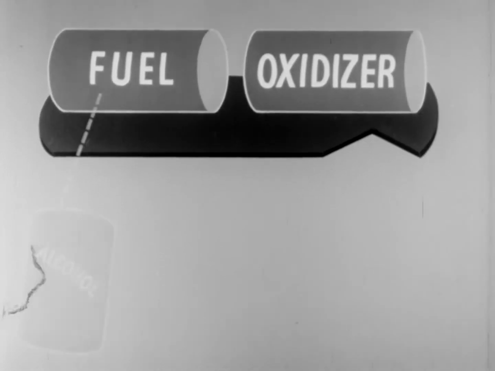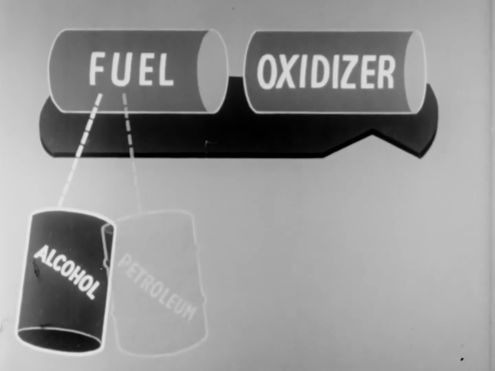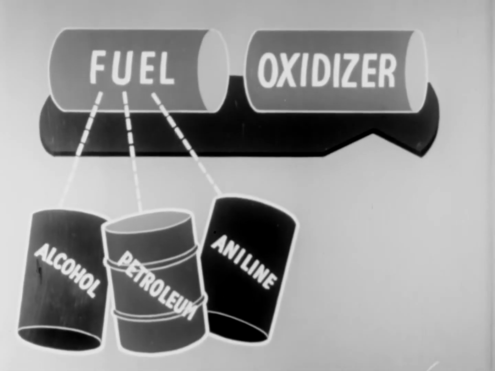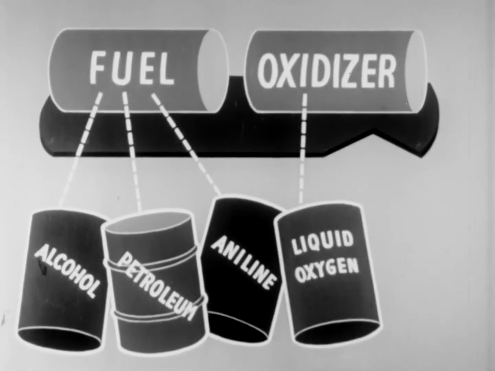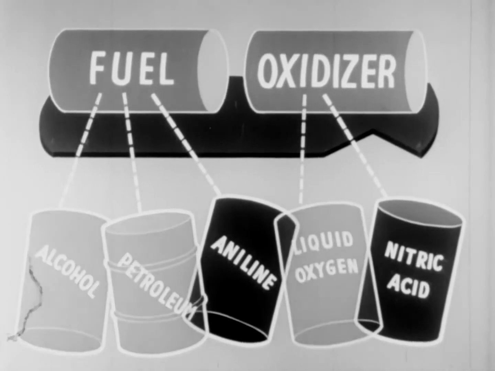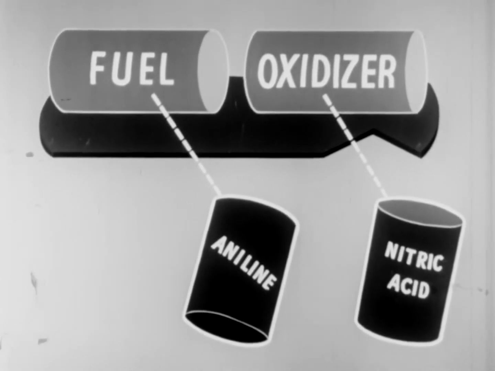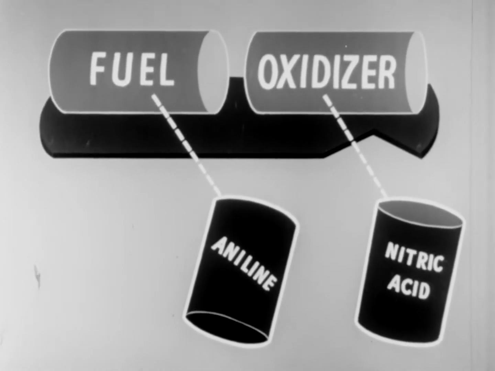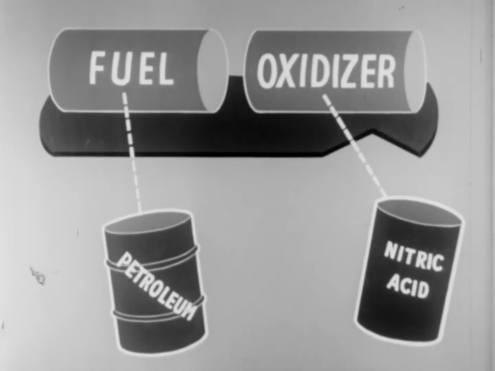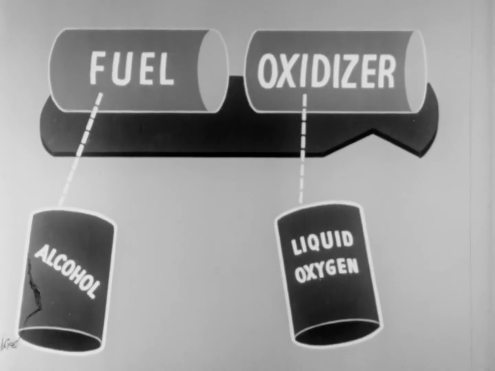Some typical fuels are alcohol, standard petroleum airplane fuels, and aniline. Most commonly used oxidizers are liquid oxygen and nitric acid. Aniline is used only with nitric acid, and this teaming gives excellent performance. Occasionally, nitric acid is used with petroleum and is preferred for some systems. Liquid oxygen may be used with either alcohol or petroleum.